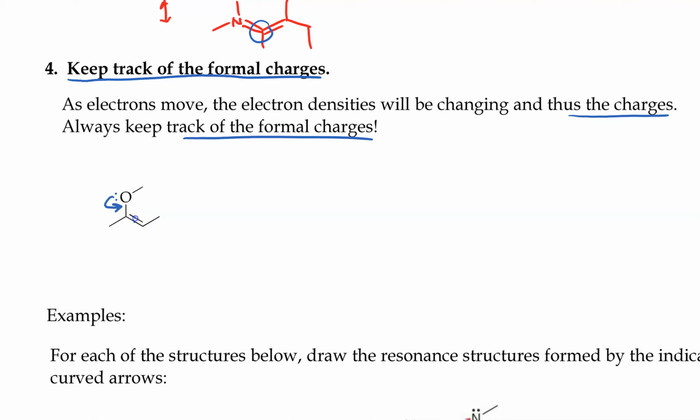And now this pi bond right here will be broken, and the electrons in this pi bond will then be donated to the other carbon down here. And the resonance structure that will be produced will then be the following. And now, let's add in formal charges. When we calculate the formal charges, this oxygen will be positive, and this carbon will be negative.